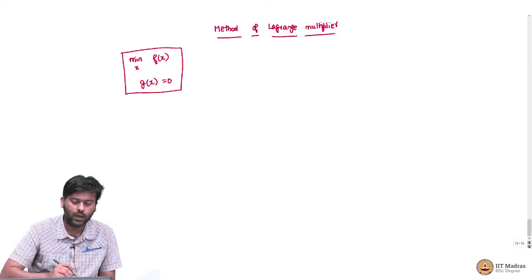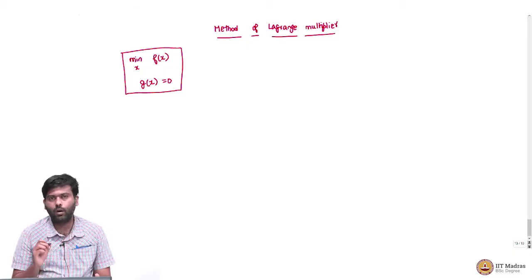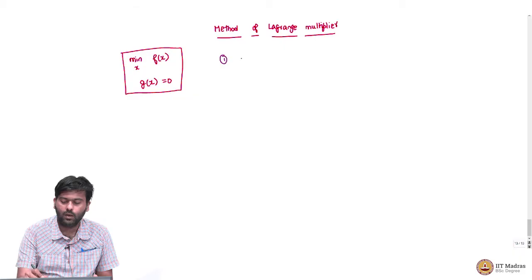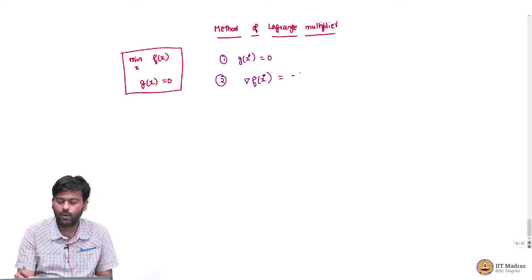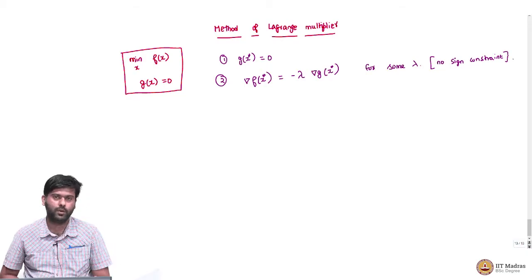We saw earlier that to solve this problem, a necessary condition that the optimal solution should satisfy is that, of course, g of x star should be 0, and secondly, we also argued that del of f of x star should be minus lambda times del of g of x star for some lambda. So, no sign constraint. It can be either positive or negative. This has to be satisfied.